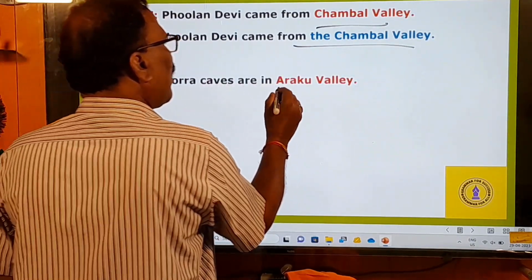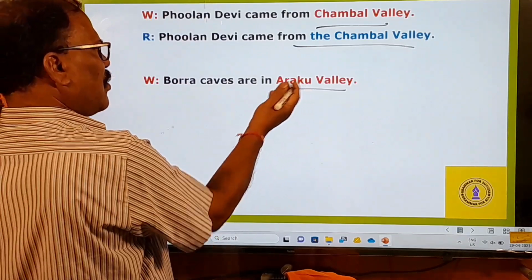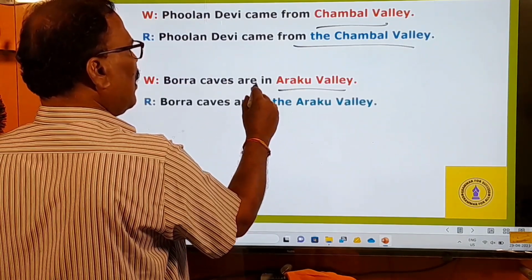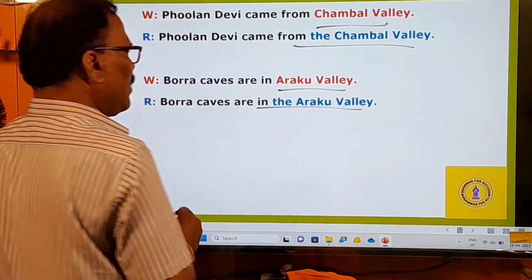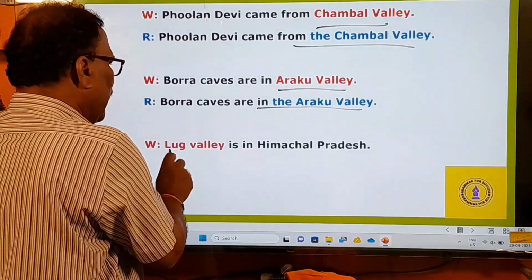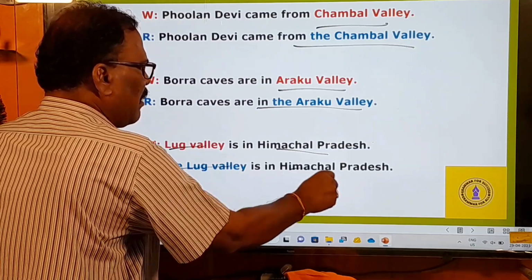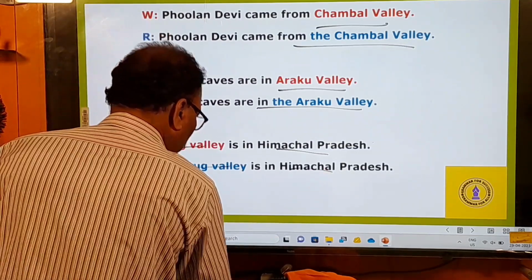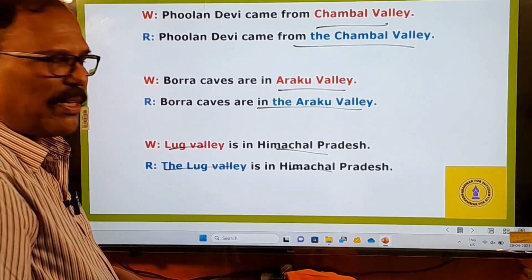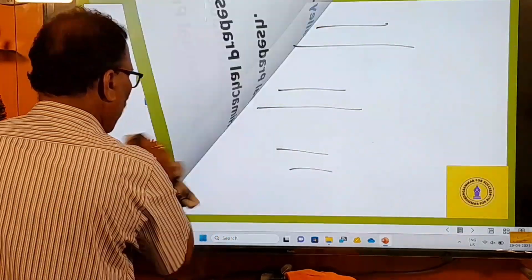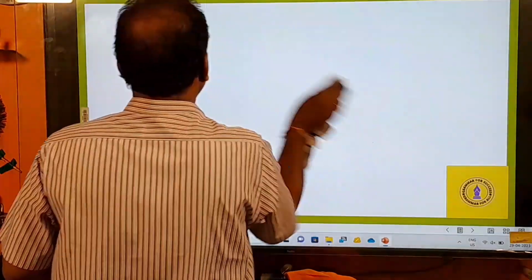Borra caves are in Araku Valley. It's also a valley. Therefore, simply you should not say in Araku Valley. In the Araku Valley, it's the right one. And then Lahaul Valley is in Himachal Pradesh. Okay, the Lahaul Valley is in Himachal Pradesh. So in this way, before the names of valleys, we must use the definite article. Okay, now let's go to the next rule very quickly.